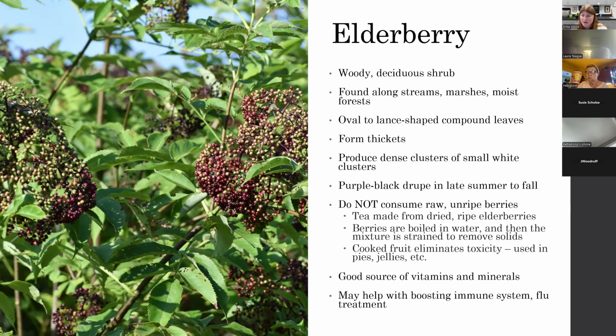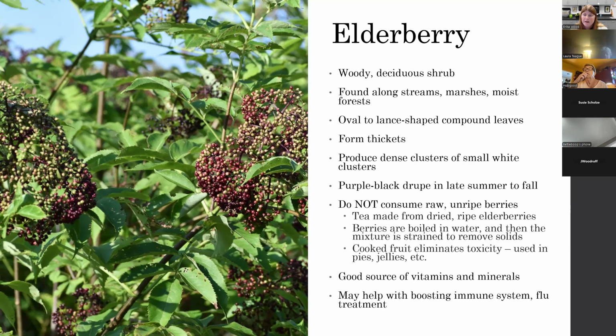Okay. Let the berries ripen. And then from there, you can either let them dry, or what most people do is they will boil the berries. They will cook the berries. As long as you are cooking the berry, you should be okay. It should help to remove those more toxic compounds.